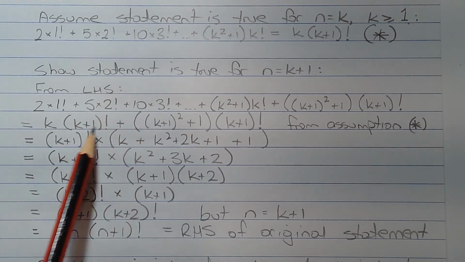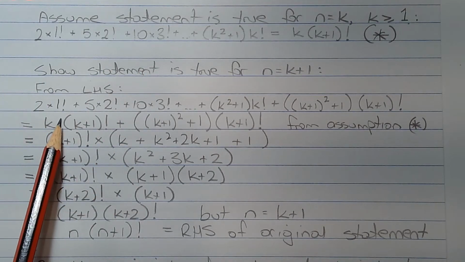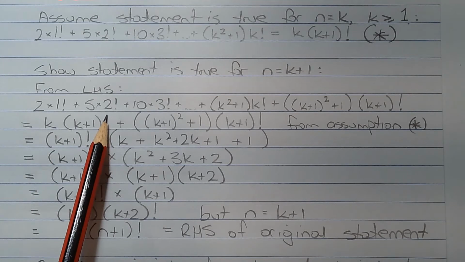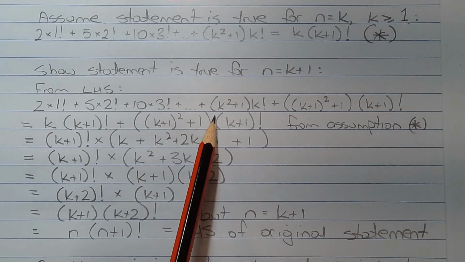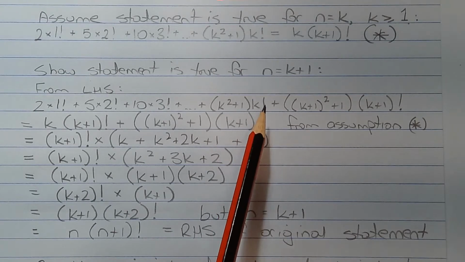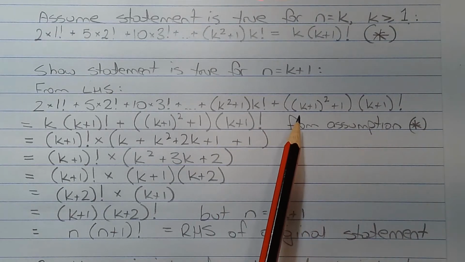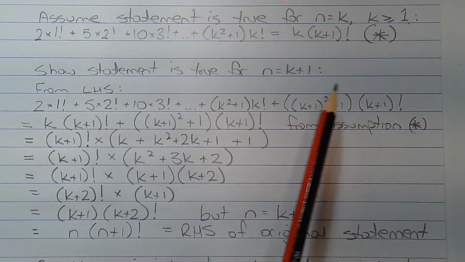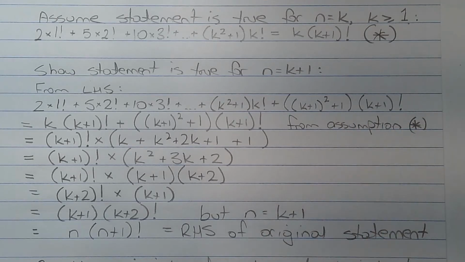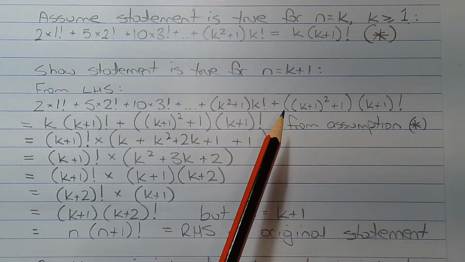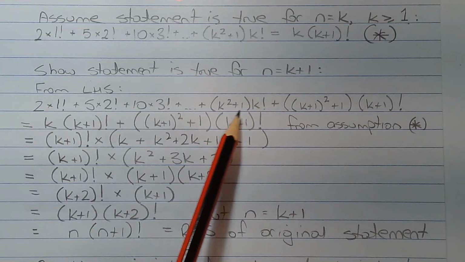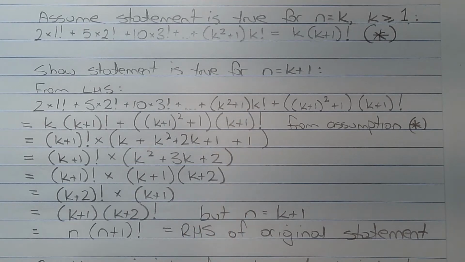So from the left-hand side of the assumption, we have 2 times 1 factorial plus 5 times 2 factorial plus 10 times 3 factorial plus ... plus (k squared plus 1) times k factorial plus the next term along, which is ((k plus 1) squared plus 1) in brackets times (k plus 1) factorial. And this statement can be simplified by using the assumption, replacing these terms with the right-hand side of the assumption, which is k times (k plus 1) factorial.